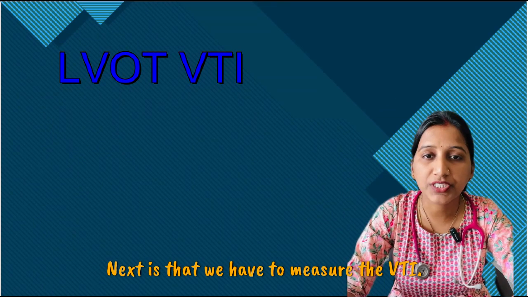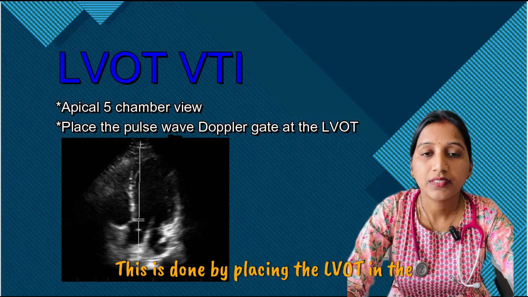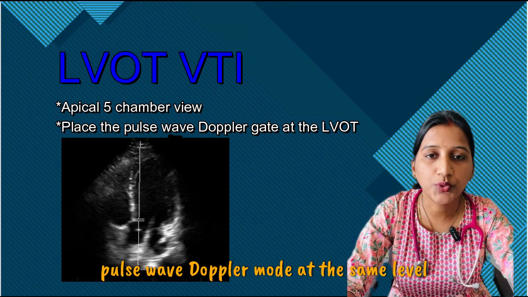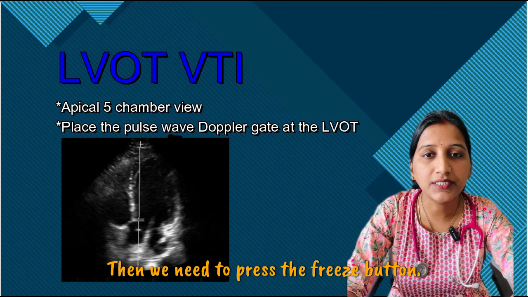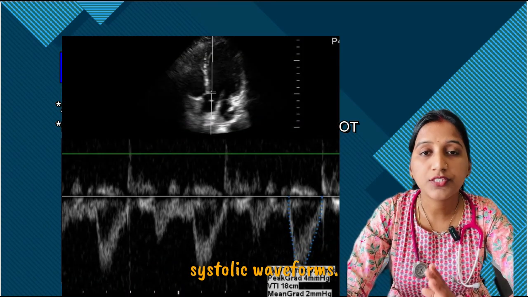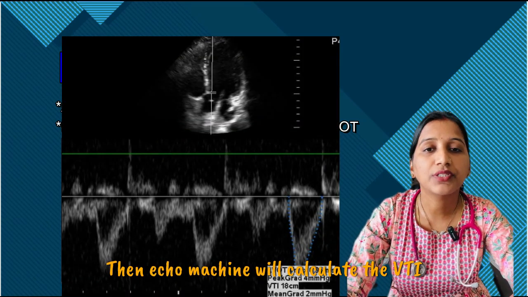Next, we have to measure the VTI. This is done by placing the LVOT in the pulse wave Doppler mode at the same level where the diameter was measured. Then we need to press the freeze button, then trace the outline of one of the systolic waveforms. Then the echo machine will calculate the VTI for you.